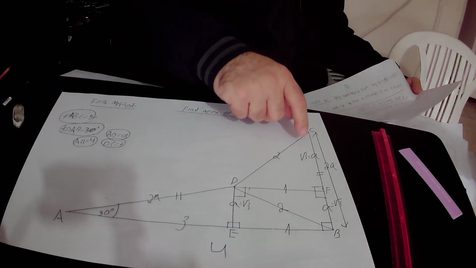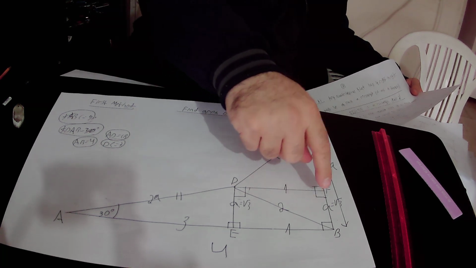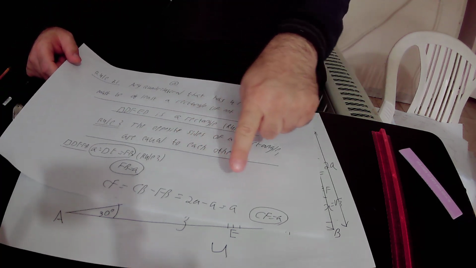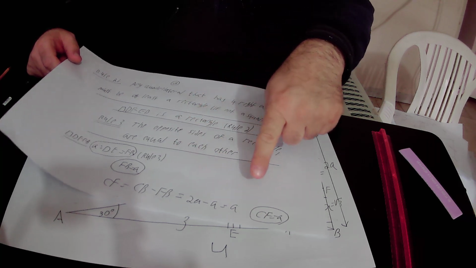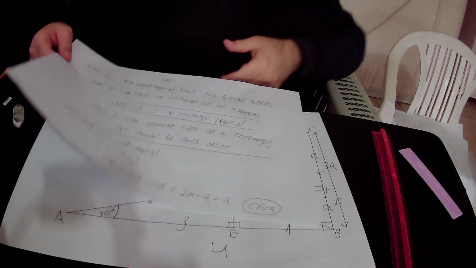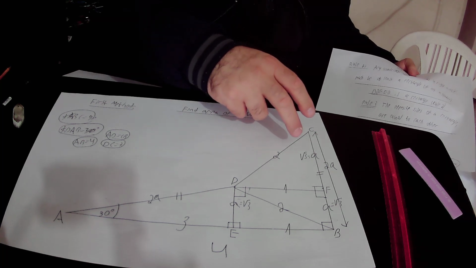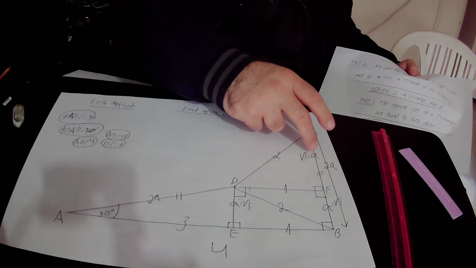And what is the value of CF? CF equals CB minus FB. CB is 2A and FB is A, so CF equals 2A minus A, which is A. So we found that CF equals A units.